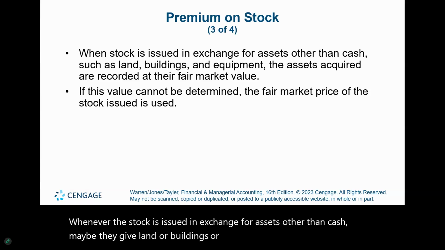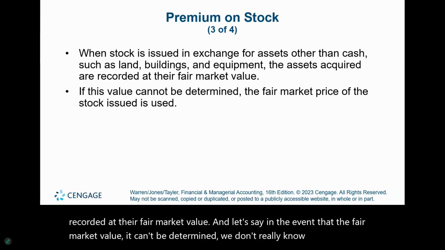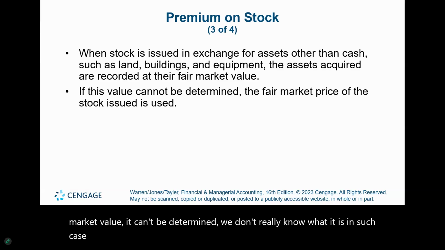Whenever the stock is issued in exchange for assets other than cash, maybe they give land or buildings or equipment, the assets acquired are recorded at their fair market value. And let's say in the event that the fair market value can't be determined. We don't really know what it is. In such case, the fair market value of the stock that was issued is going to be used.